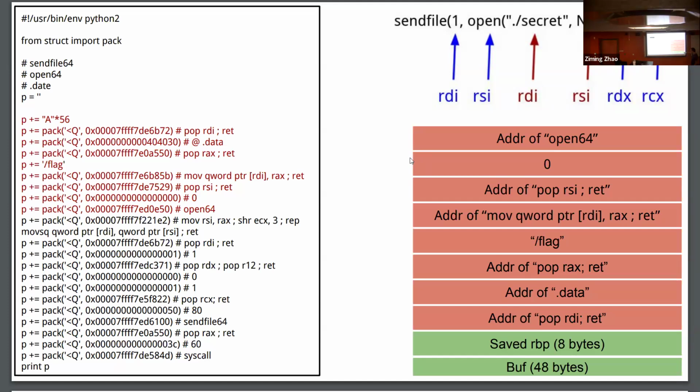So here, what we're trying to do is, the first gadget we have here is pop RDI, return. Okay, because with pop RDI, the next value will go to RDI, and the next value I put is the .data section's value, the address.